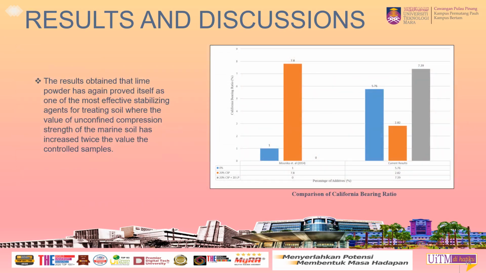The results show that lime powder has again proved itself as one of the most effective stabilizing agents for treating soil, where the value of unconfined compressive strength of the marine soil has increased to twice the value of the control sample.